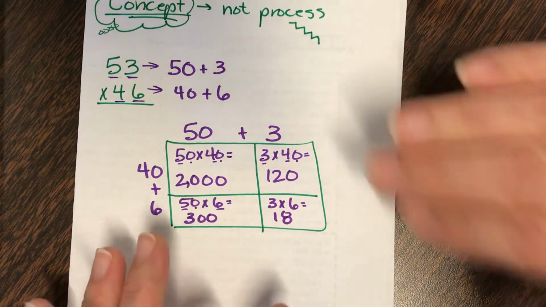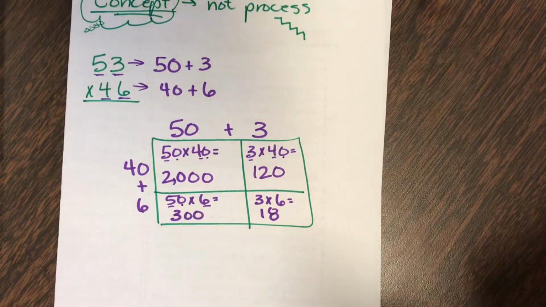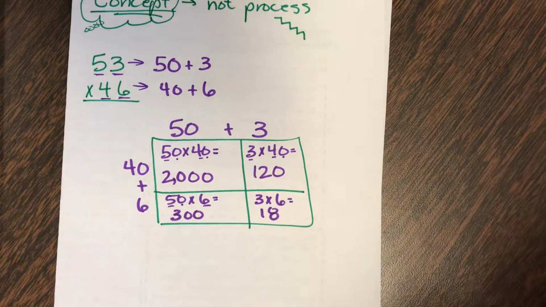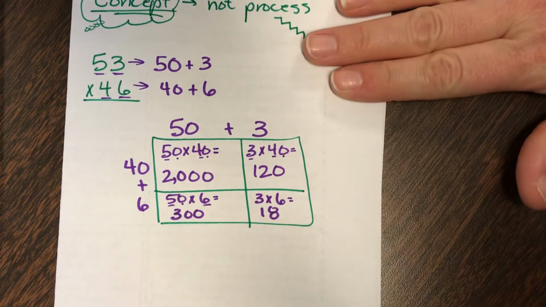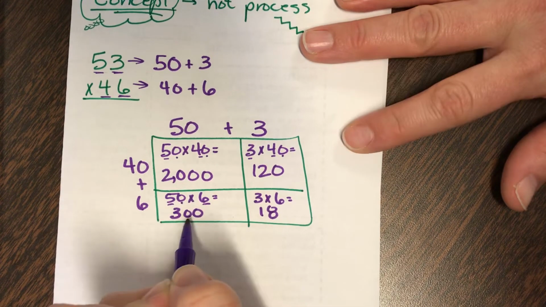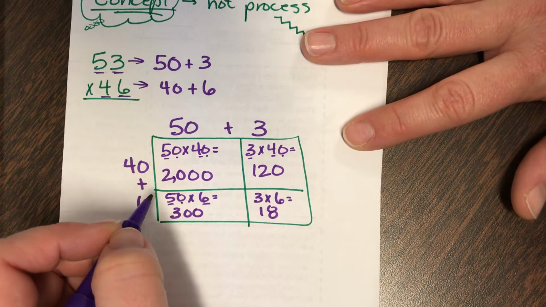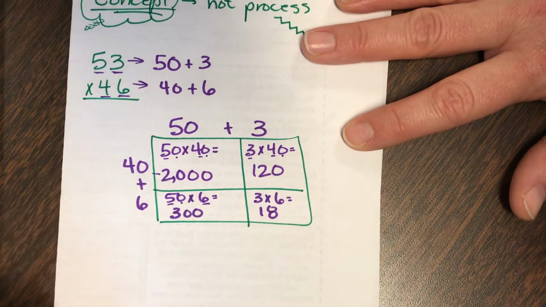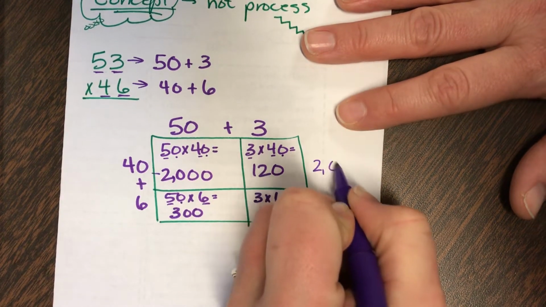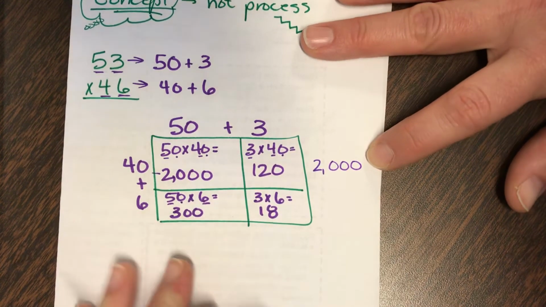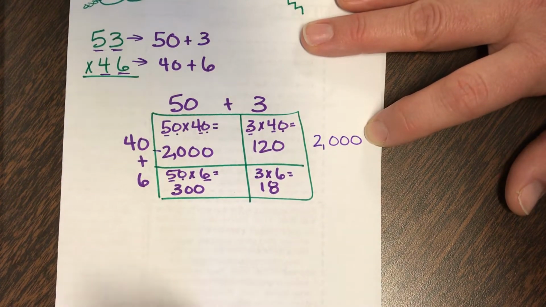So since we have multiplied in all of our boxes, we're ready for the very last step, which is just adding them up together. All of our partial products. So these are all parts of our answer. I tell my students to start with the number with the greatest value. So that will be 2,000. And we're going to very carefully rewrite them to the side, making sure that we're lining up our place values.